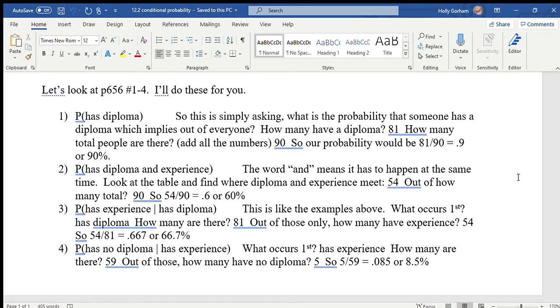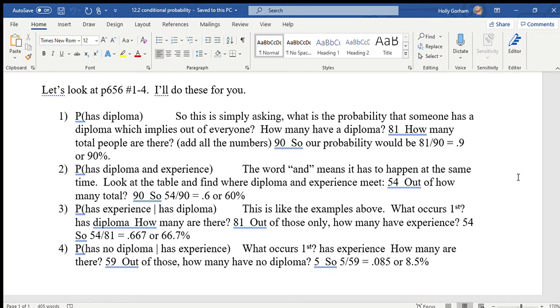Number 1 asks for the probability that someone has a diploma. Now this goes back to just regular probability. So what you want to do is look to see how many total people have a diploma. Well, there's 81. Out of how many total people are there? So you add up all the numbers and you have 90. So our probability would be 81 out of 90, which is 90%.